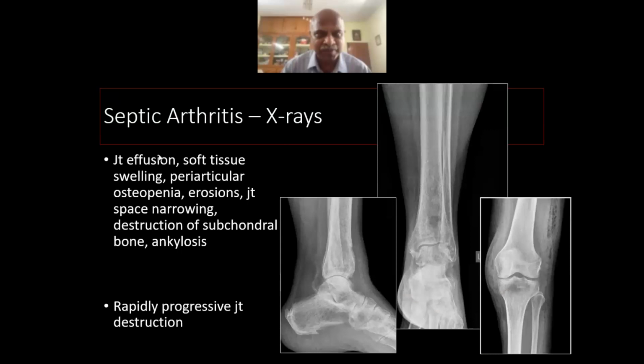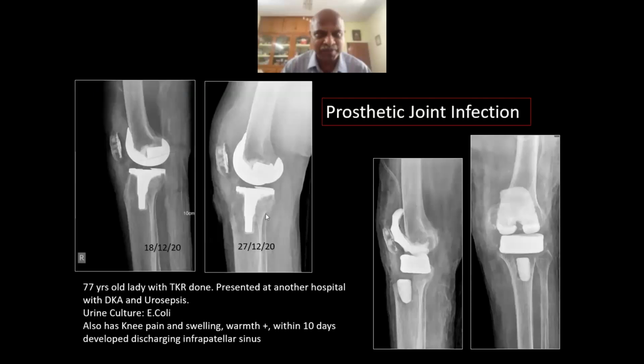But when abnormal, X-rays can show joint effusion, they can show soft tissue swelling, as in this case, periarticular osteopenia, erosions, as seen here. And as the disease progresses, then there can be destruction of the articular cartilage and narrowing of the joint space. The hallmark on radiographs for septic arthritis is a rapidly progressive joint destruction.